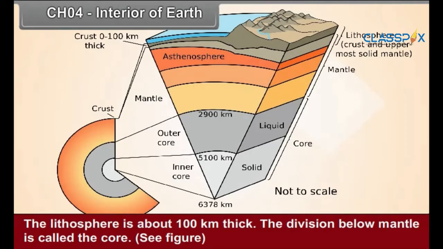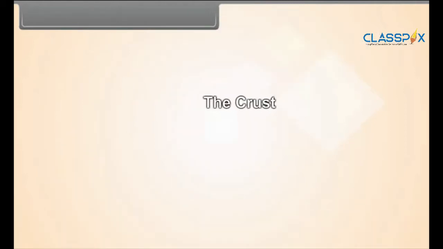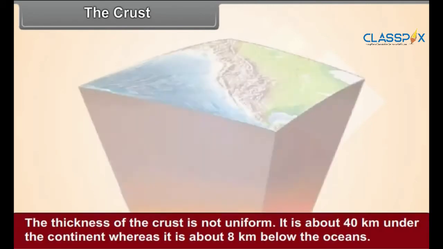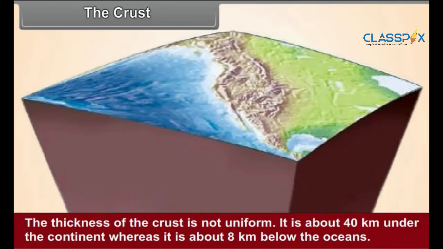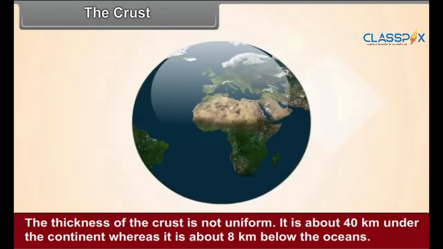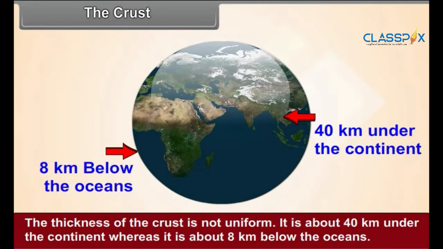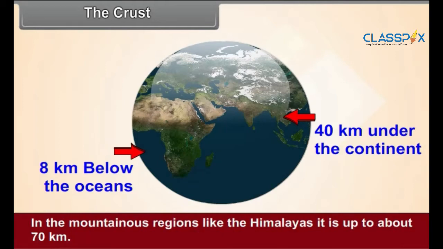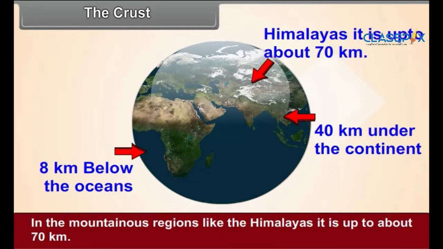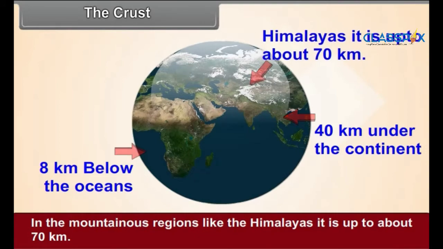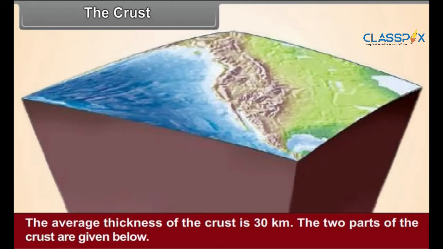See figure 4.1. The crust. The thickness of the crust is not uniform. It is about 40 kilometers under the continents, whereas it is about 8 kilometers below the oceans. In mountainous regions like the Himalayas, it is up to about 70 kilometers. The average thickness of the crust is 30 kilometers.